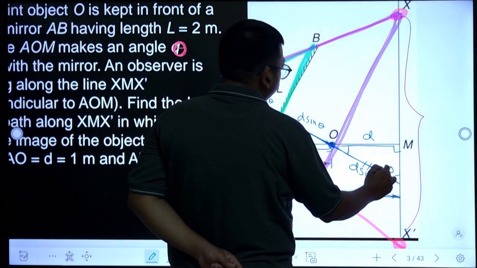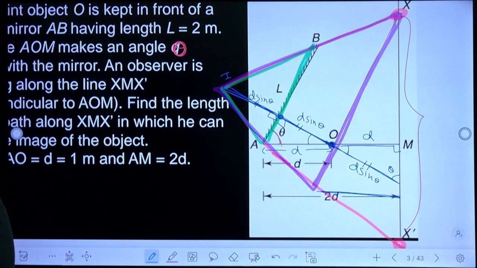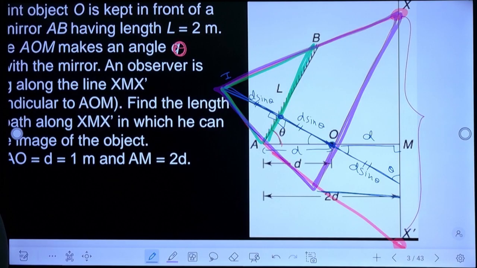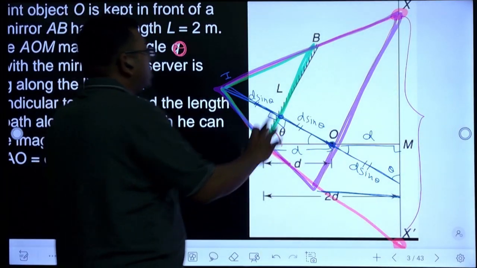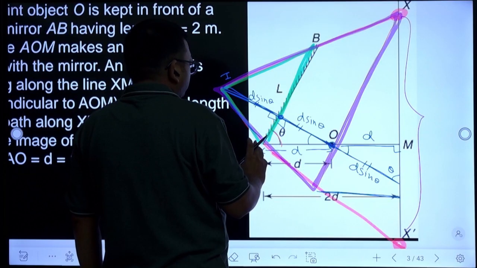This is theta. So tell me, something is coming here. What is that? Can you think about it? Yes. And they have also given this length. This length also they have given.